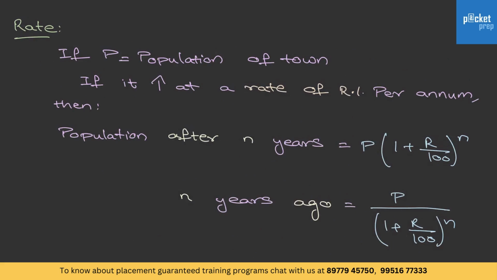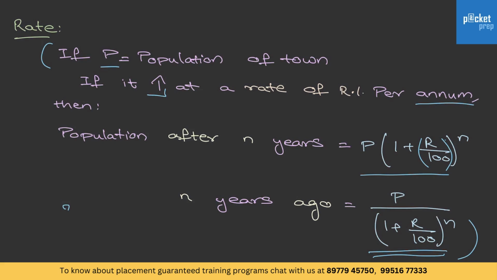Now let's see how to solve rate related problems. Rate problems can be solved by this particular formula. Let's look over it. Let P be the population of a town, and if it is increased at a rate of R% per annum, then the population after n years is given by P into 1 plus R by 100 whole power n. And in the same way, if they ask us to find the population n years ago, then it is given by P by 1 plus R by 100 whole power n. These formulas are for a constant increase in the population.